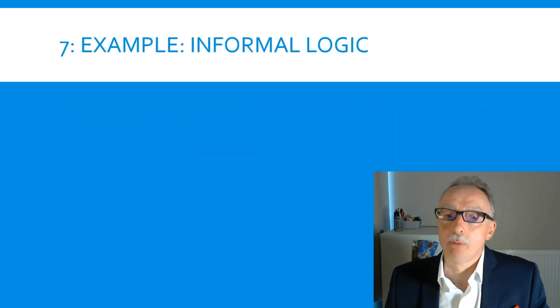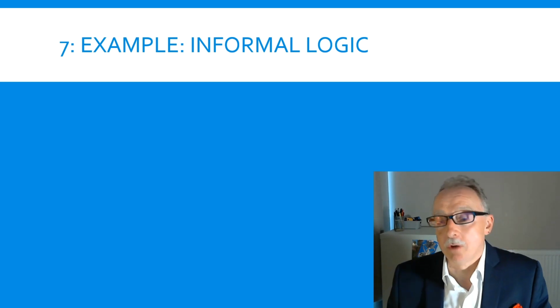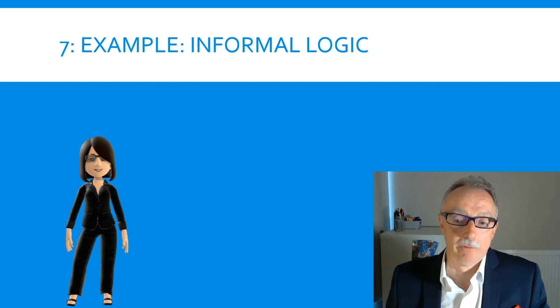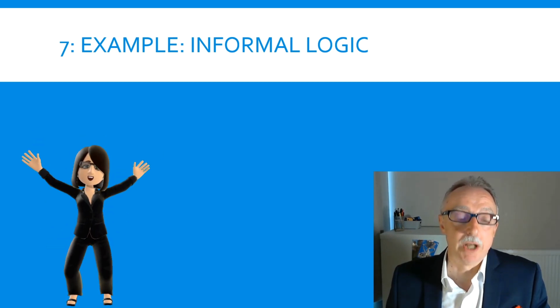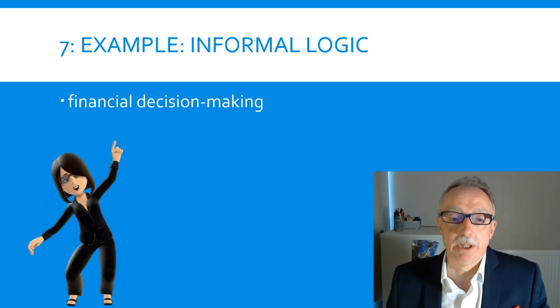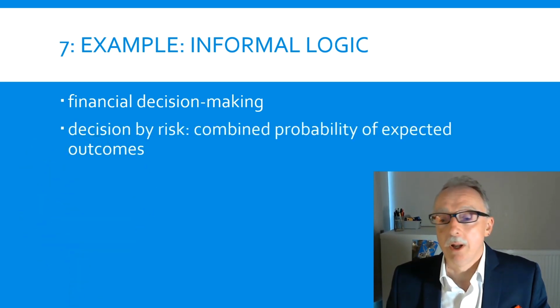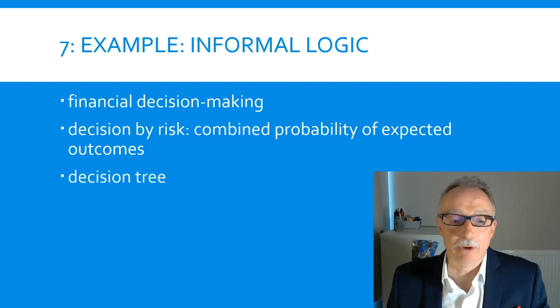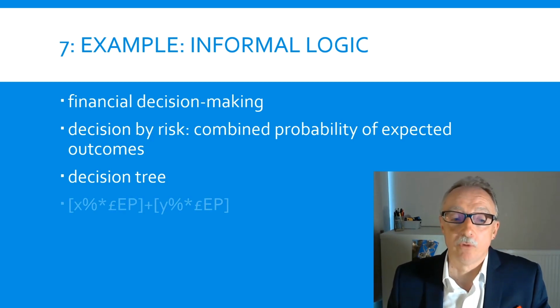So, an example of informal logic, because after all, that is the thing that we come across most often and will form a critical part of any study of the subject of logic and reasoning. Let's take a financial decision that needs to be made, a decision on a risk analysis basis. How do you do that? You look at the combined probability of expected outcomes. In other words, a decision tree. That's an example of informal logic.